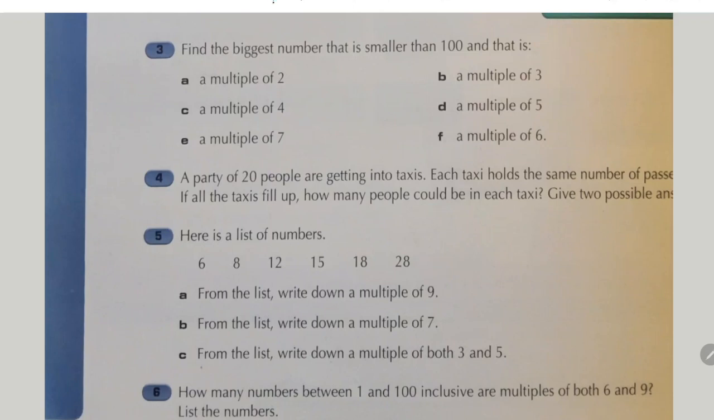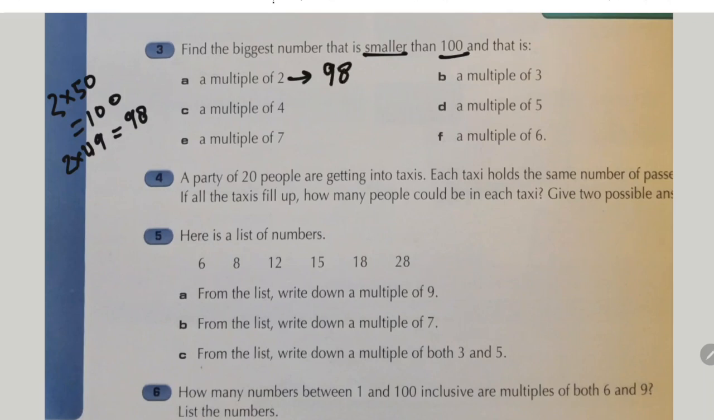So how many 2s actually give you 100? I can say 2 times 50 is 100, right? And we don't need 100, we need something smaller than that. So you just need to come one step below. It means 2 times 49 is 98. So the answer for this one is 98.